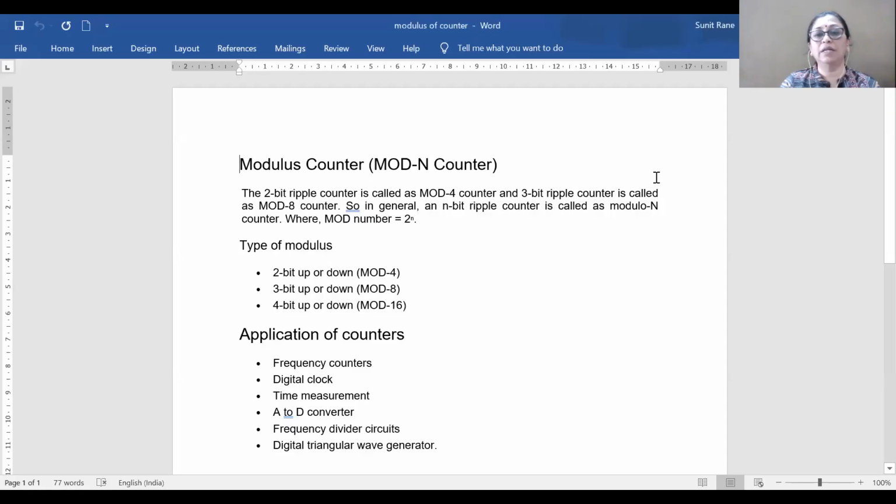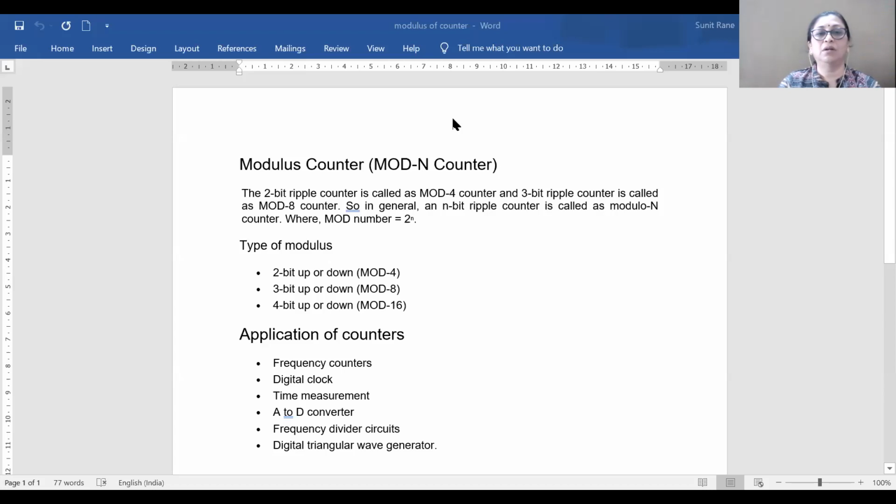Now let us see the next part, and that is what you can see on the screen. Can anybody tell me what you can see on the screen? Read it out loudly. Yes, students. Atharva, Mayur, Sai, Sakshi, Tejas. Can you read something on the screen? Modulus counter.